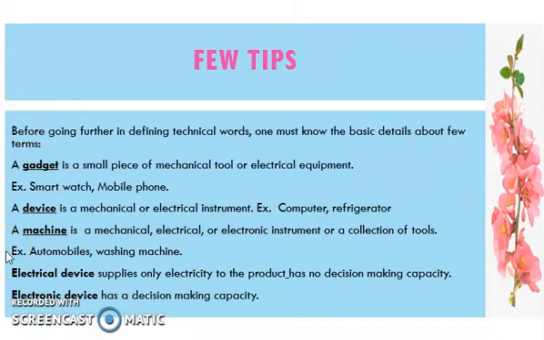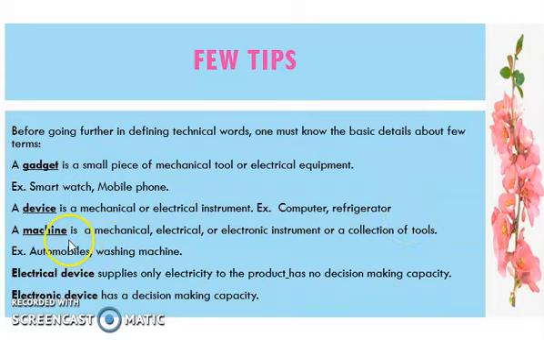Before going further in defining technical words, let me throw light on the basic details about a few technical terms as well. Let's look at the following terms. Though they appear similar, they differ slightly from each other. When do we mention a product as a gadget? When it is a small piece of mechanical tool or electrical equipment such as smartwatch and mobile phone and so on. And when do we mention a product as a device? When it appears like a mechanical or electrical instrument, like computer and refrigerator and so on.